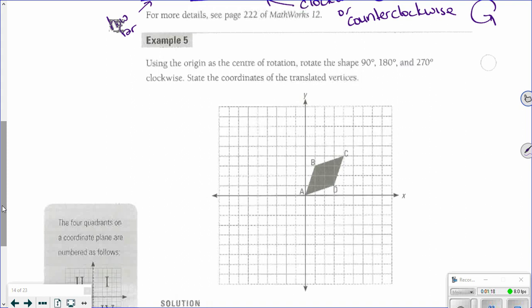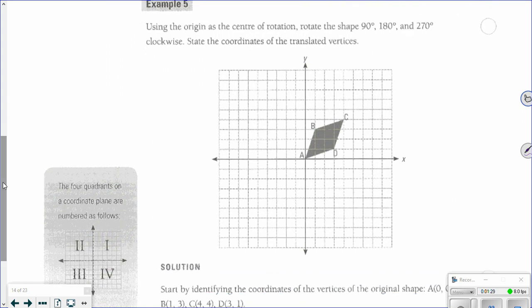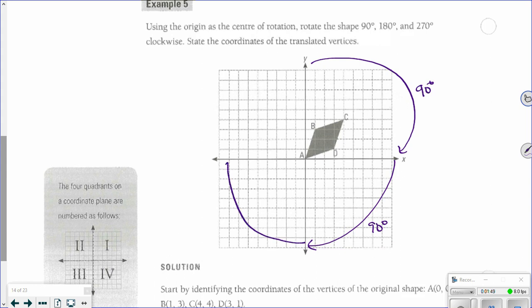Okay, so using the origin as the center of rotation, rotate the shape 90 degrees, 180 degrees, and 270 degrees clockwise. State the coordinates of the translated vertices. So when you're doing these, the Cartesian plane is split into 90-degree sections. So each one from here to here is 90 degrees. From here to here is 90 degrees. Each chunk is a 90-degree rotation.